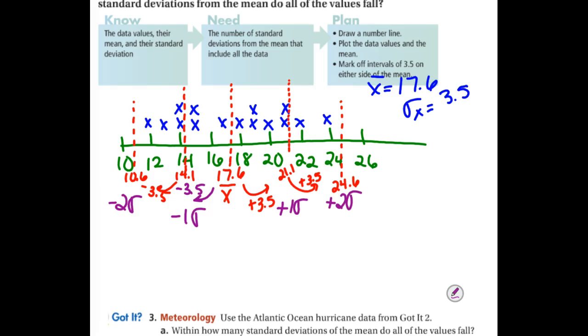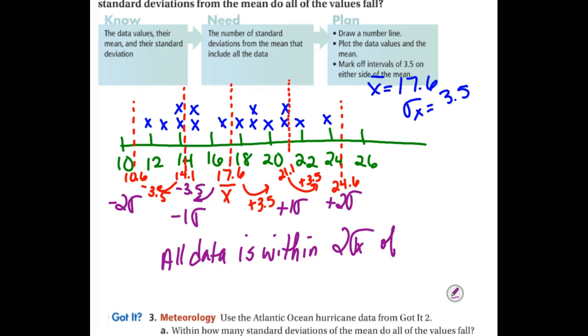Okay, so I can go 2 standard deviations above, 2 standard deviations below, and I've included all of my data values. Does that make sense? So the question was, within how many standard deviations of the mean is all of your data? We would say all data is within 2 standard deviations of the mean.